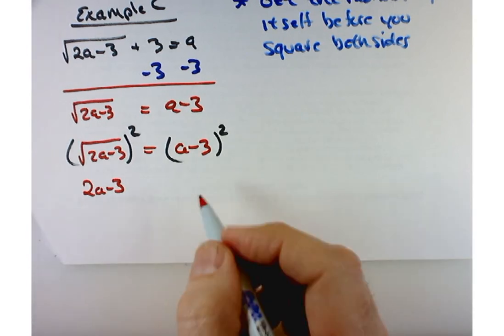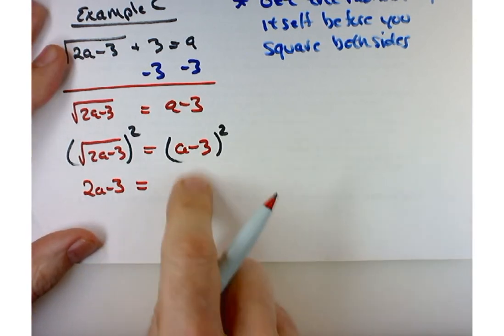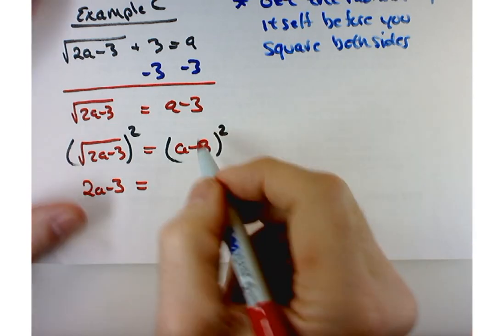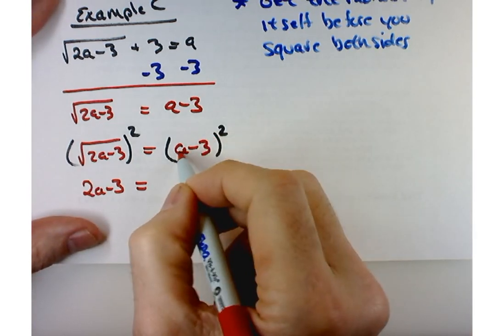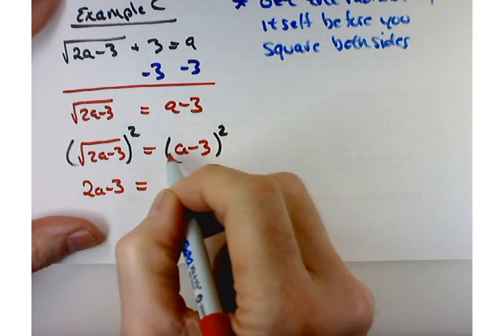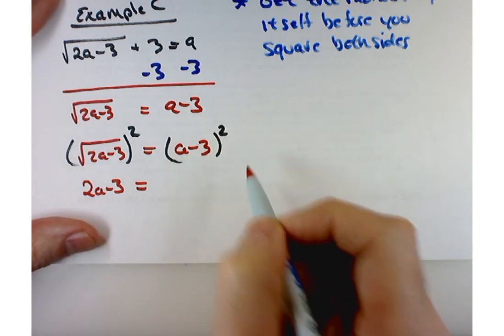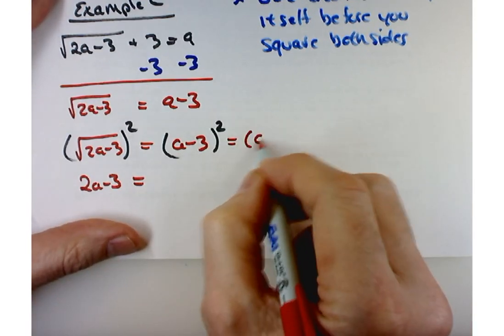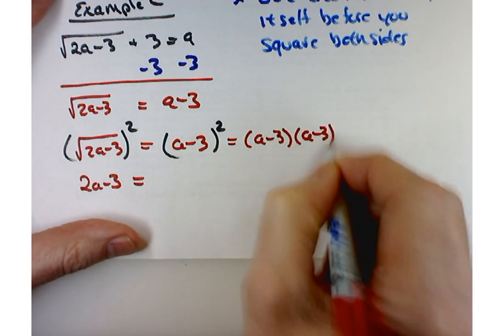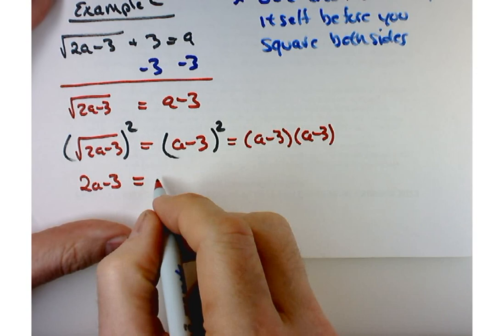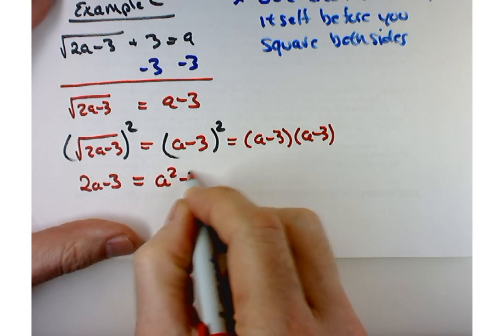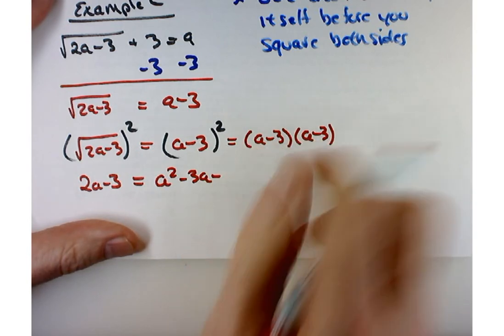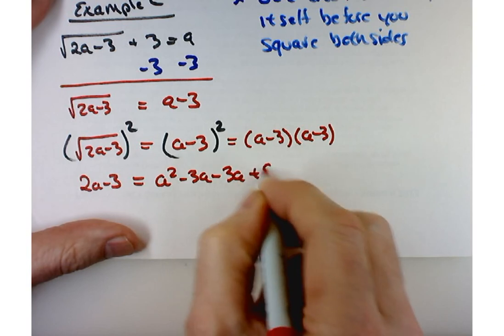So on the right-hand side, where a lot of people are going to make mistakes is they're going to write a minus 9 or a plus 9, whatever. But they're going to try and square it as if it's this squared plus this squared or this squared minus this squared. You can't just distribute the 2 there. I wish it were different. Instead, what you got to do is take a minus 3 and multiply it by itself. You got to FOIL it out. So that's going to be a squared minus 3a, first, outside, inside, last, minus 3a again, plus 9.